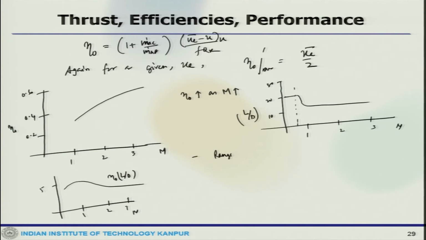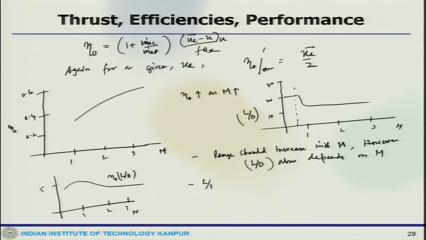That means, range should increase with flight Mach number, however, L by D also depends on M.